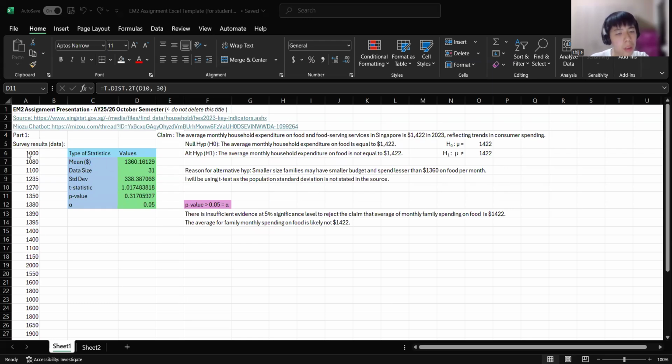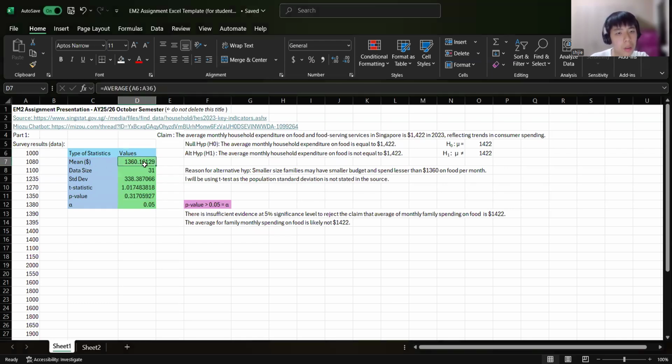The mean of the data I got was 1,360, and the standard deviation using the sample data I got was 338.387. I got the t-statistic from the hypothesis value minus the mean, over the standard deviation divided by the square root of the data size, which was 1.017.